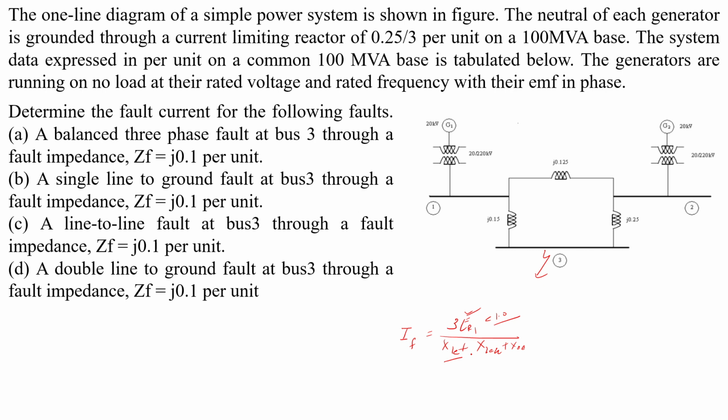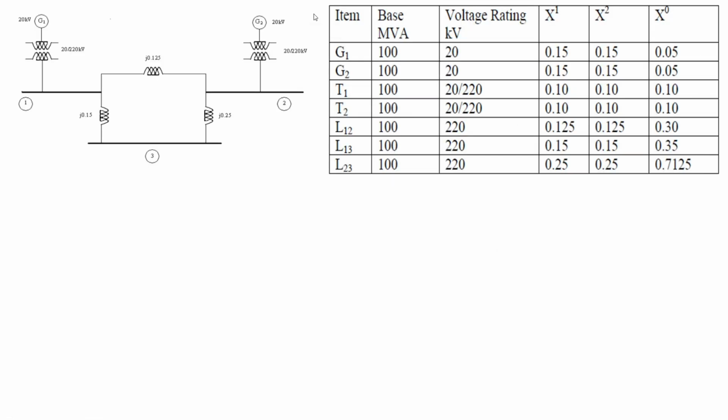Now you want to calculate x1 equivalent, that is the positive sequence network of the given power system network. Similarly, you need to calculate the negative sequence impedance and the zero sequence impedance. For that, first I need to draw the positive sequence impedance network. These are the given values.